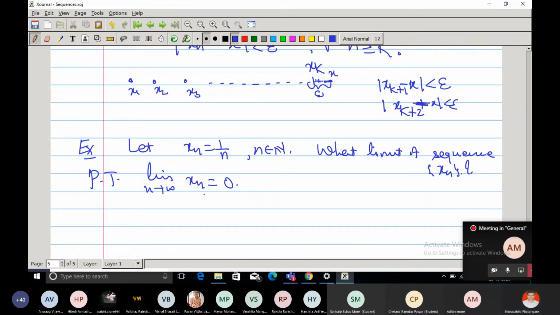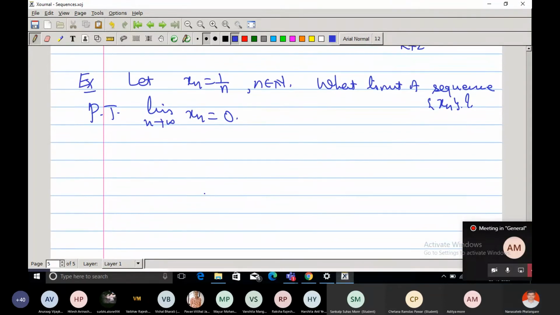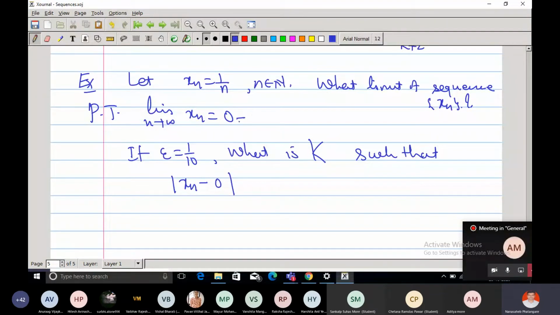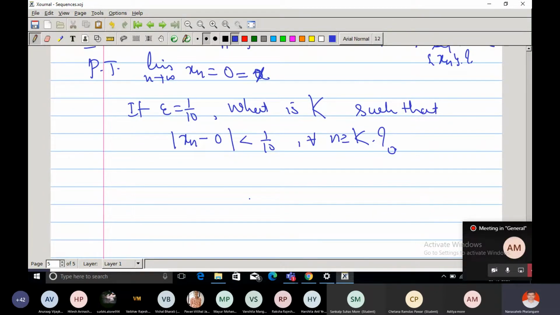So what I will do: for example, if epsilon is equal to 1 by 10, then what is the value of k such that |xn minus 0| is less than 1 by 10 for all n greater than or equal to this k? What is x in this case? X in this case is 0. So what is k in this case? Do you understand? What should be the value of k in the definition of limit?